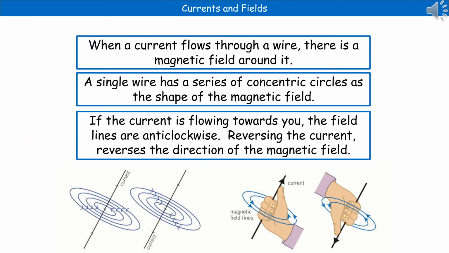If we think about what happens when a current flows through a wire, then we produce a magnetic field around it. So if we think about just a single strip of wire first of all, then what we end up with are a series of concentric circles as the shape of our magnetic field, as you can see in the diagram. And if you want to work out the direction that they're going in, use your right hand for this. Have your hand around like you're doing a thumbs up. Your thumb points the direction the current's moving, and your fingers point the direction that the magnetic field is moving in.